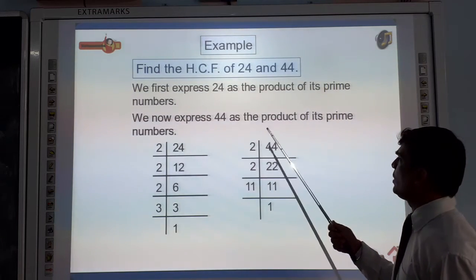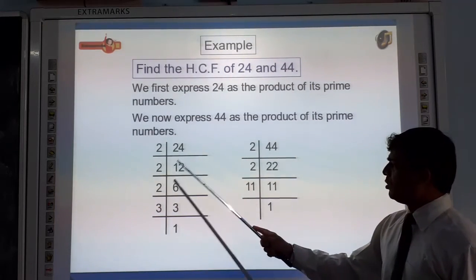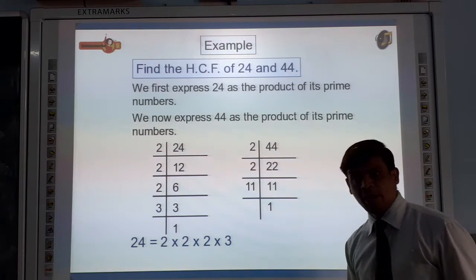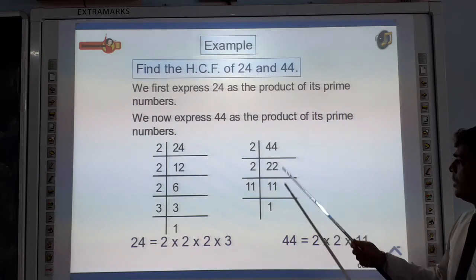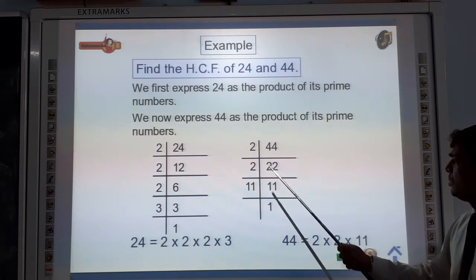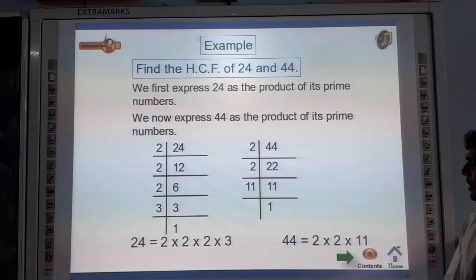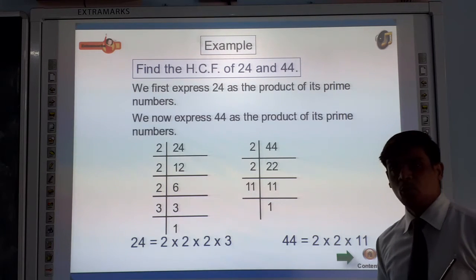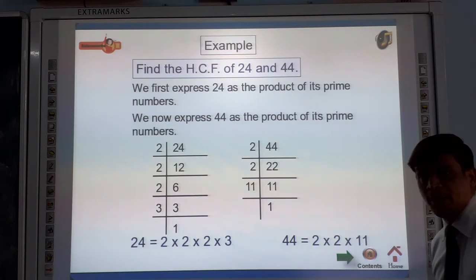We now express 44 as the product of its prime numbers. 2 12s are 24, 2 6s are 12, 2 3s are 6, 3 1s are 3. Okay, and next 44, factor of 44: 2 22s are 44, 2 11s are 22, 11 1s are 11. So factor of 24 is 2 multiply 2 multiply 2 multiply 3. Okay, and 44 is 2 multiply 2 multiply 11. Okay student.